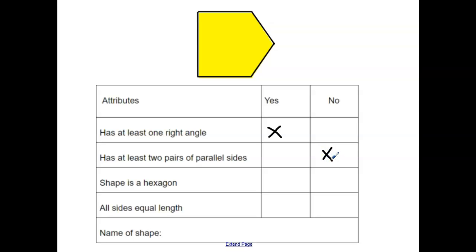Okay, next I'm asked, is this shape a hexagon? Well, let's count the number of sides. 1, 2, 3, 4, 5. No, we've already determined that it's a pentagon. So would I say yes or no? Is this shape a hexagon? No, it's a pentagon. Are all of the sides equal length? Well, these opposite sides are equal length, but this side is much longer than this side, so no, not all of the sides are equal length.